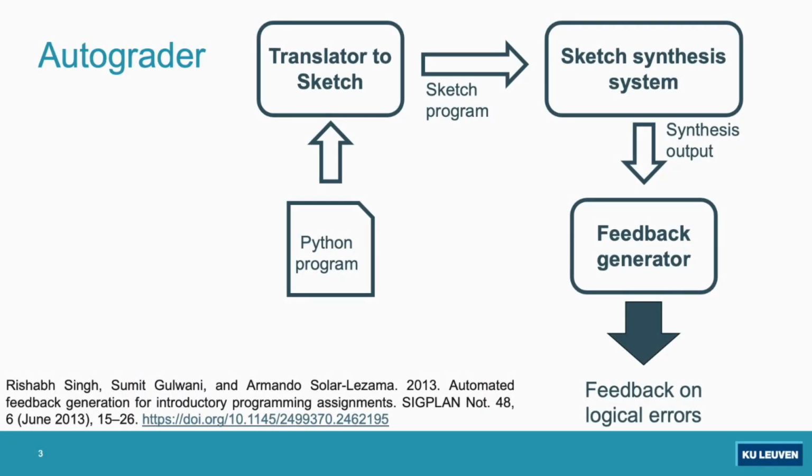We can start from the work of Singh et al. Singh et al. developed Autograder, a tool which can give feedback on logical errors in programming exercises. A program is first translated to the Sketch program synthesis language together with a set of rewrite rules, which are handmade for the given assignment. Then the Sketch synthesis system figures out which of the rewrite changes are needed to make the program correct, and finally feedback can be given. Okay, that looks very promising.